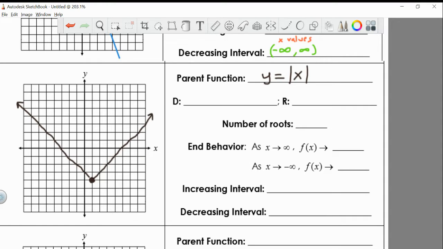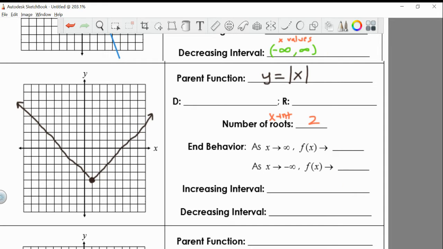Last time we did the number of roots first, and we said number of roots is just talking about the x-intercepts. I've got one right here. I've got a second one right there. How many roots do I have? 2.